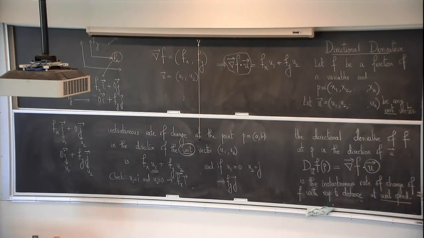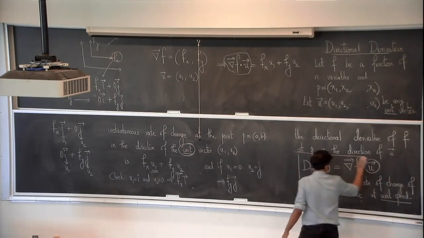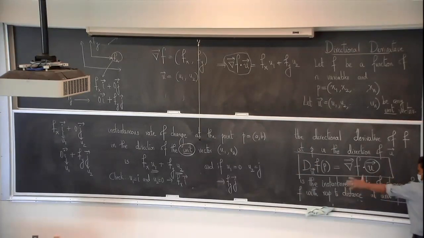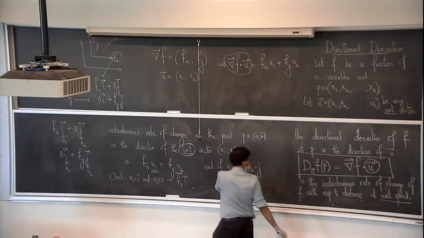So you'll see the question phrased in different ways. Find the directional derivative, or find the rate of change of f with respect to distance moving at unit speed. Same thing. So this is the golden equation. We're going to live with this equation for a while. So box it, frame it, whatever you need.